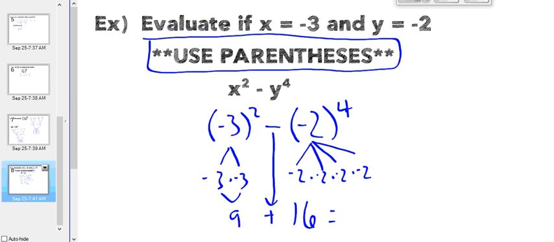I have an integer problem. If you are a chart-er, you sure can, but 9 plus negative 16 is the same thing as negative 5. So that would be what I would get when I simplify that down.